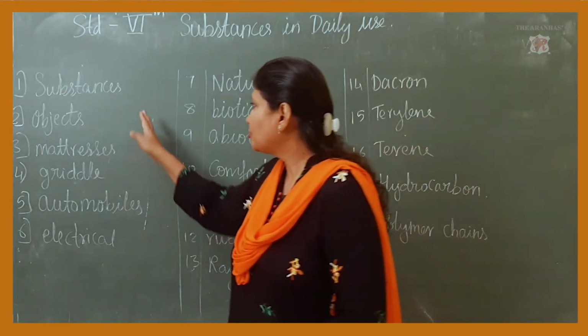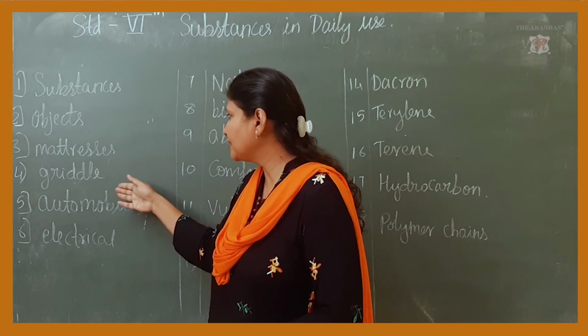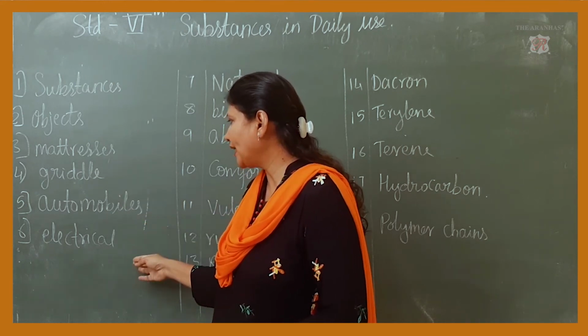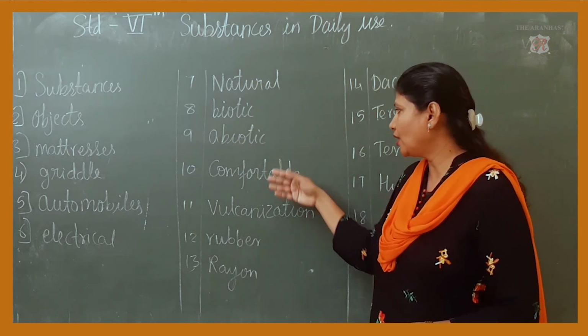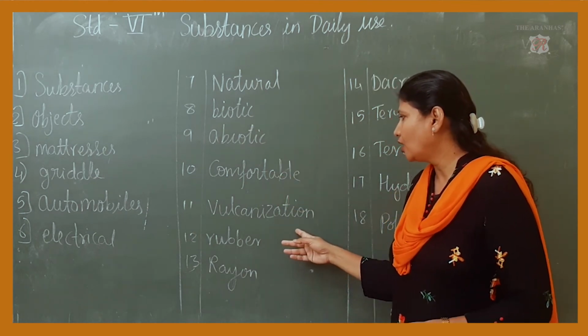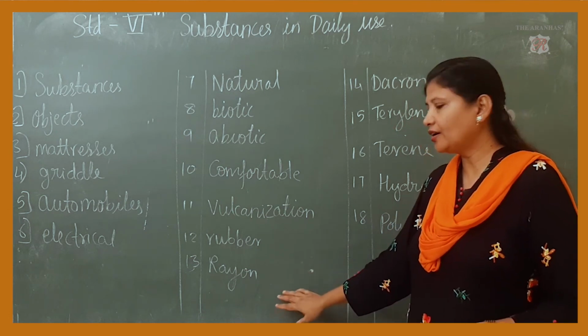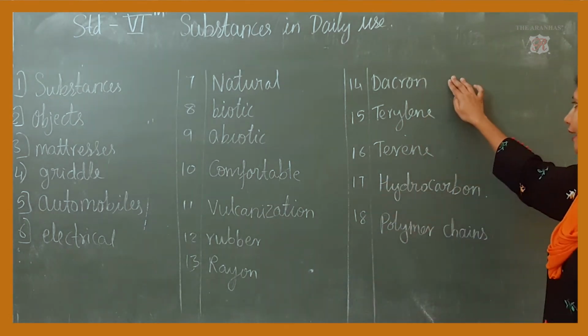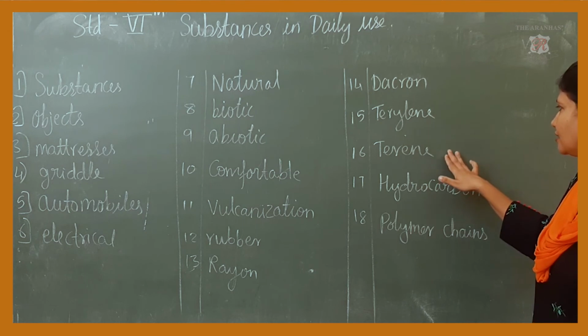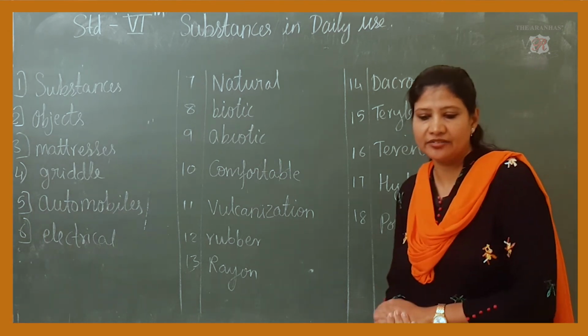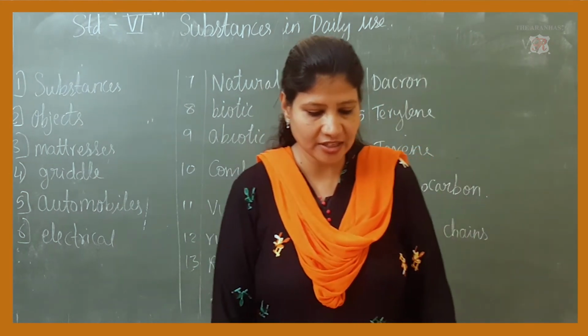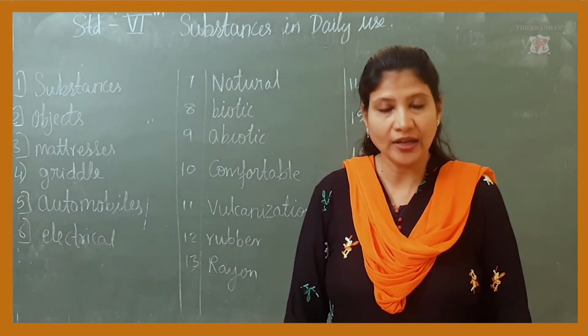Substance, objects, mattresses, griddle, automobiles, electrical, natural, biotic, abiotic, comfortable, vulcanization, rubber, rayon, Teflon, terrain, hydrocarbon, polymer, chain. All these are difficult words. If you feel more difficult words in your lesson, you can learn and write them.